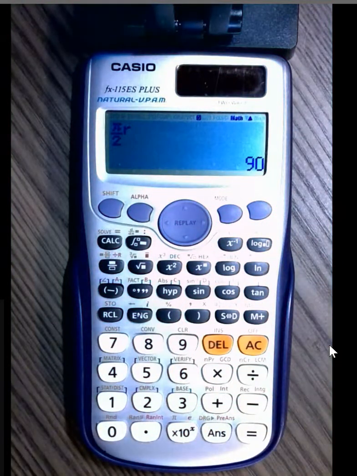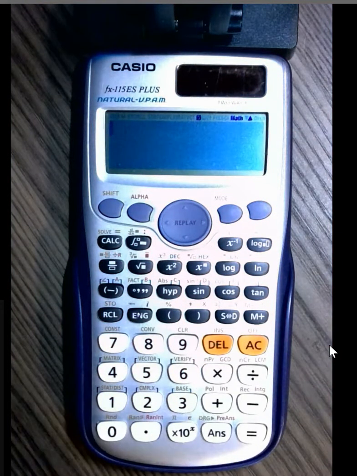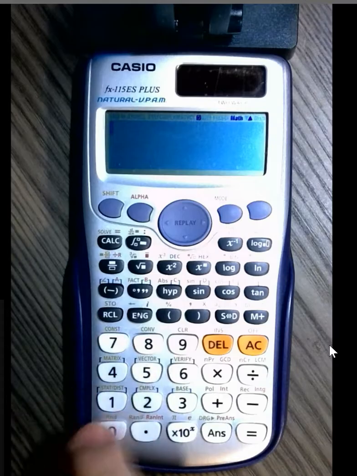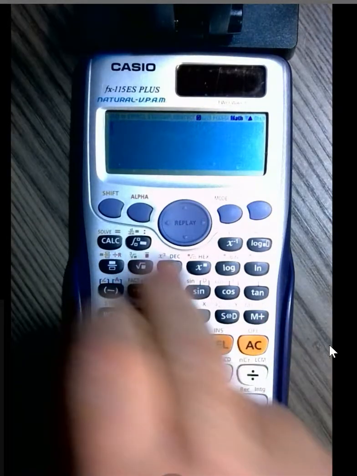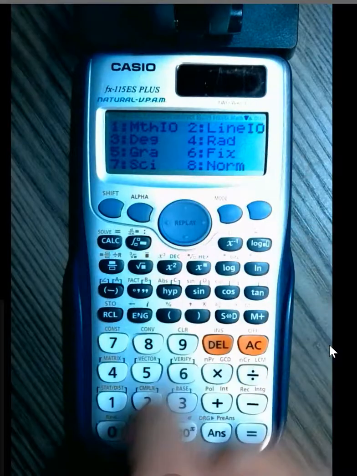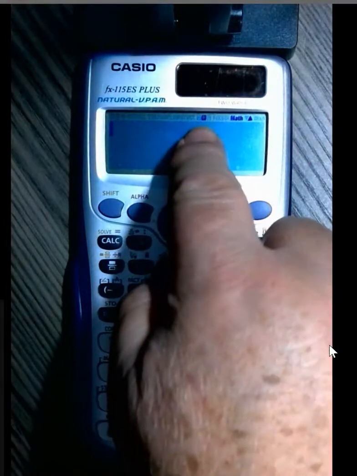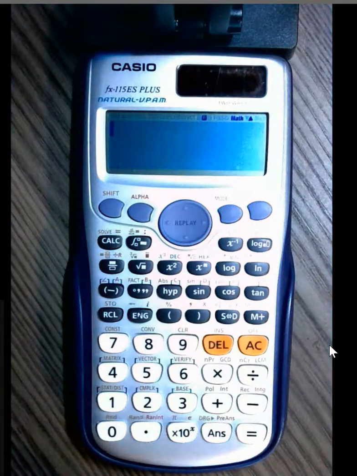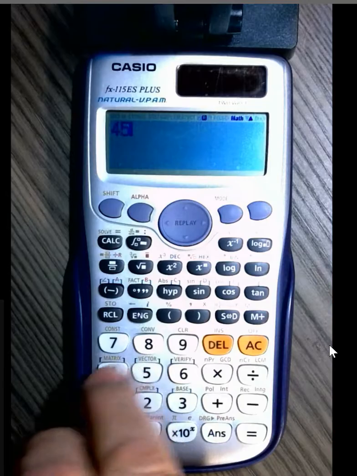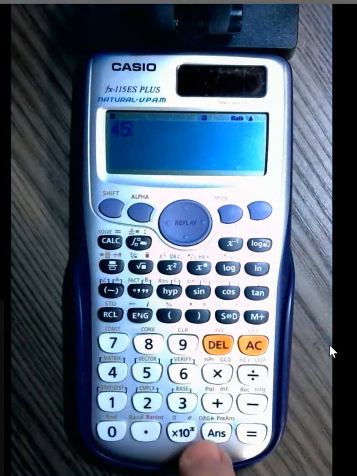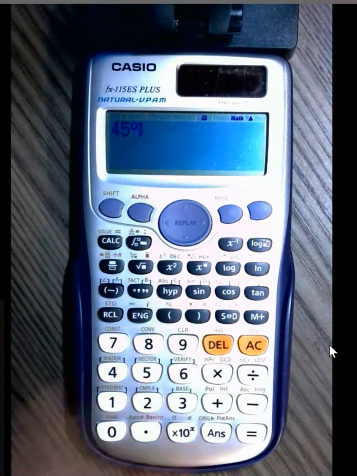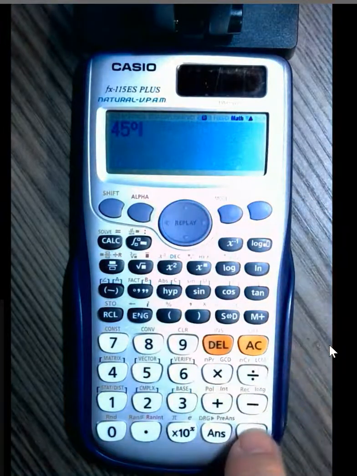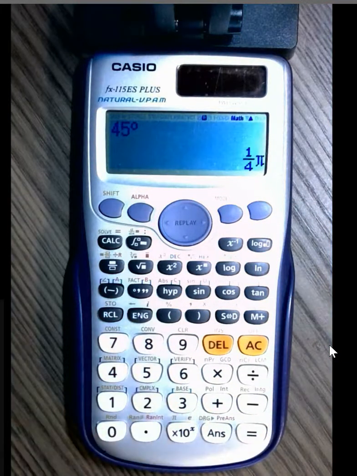It's 90 degrees. So if I have 45 degrees and I want to convert it to radians, I have to put the setup into radian mode. So my answer is going to be in radians now. So if I have 45 degrees, okay, and then I go to shift DRG, and that's degrees, number one. And if I want to get to radians, I just hit the equal sign. And that's pi over 4 radians.